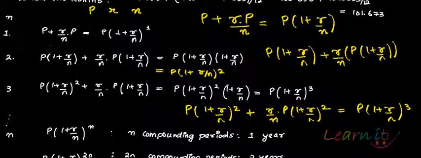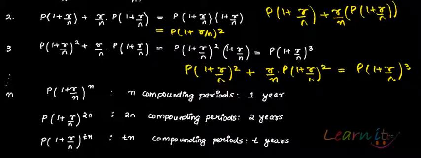After the first compounding period in a year, when n is equal to 1, you have the amount P into (1 + r/n) to the power 1. After the second compounding period in a year, you'll have the amount P into (1 + r/n) to the power 2. After n compounding periods in a year, you'll have P into (1 + r/n) to the power n. That is 1 year.